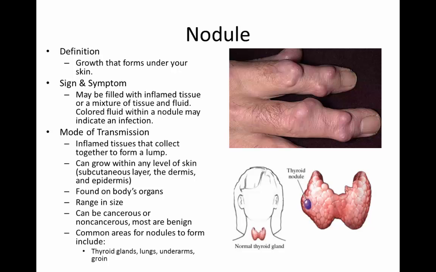They are sometimes found on the body's organs as well. They may range in size. They can be cancerous or non-cancerous, but most are benign. Common areas for nodules include the thyroid glands, lungs, underarms, and groin.